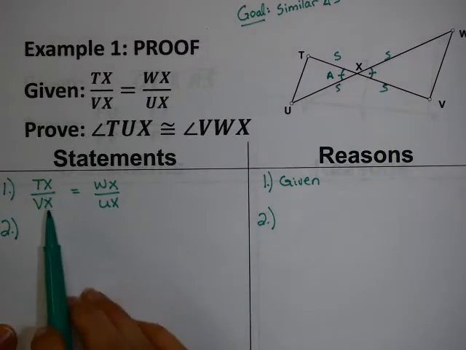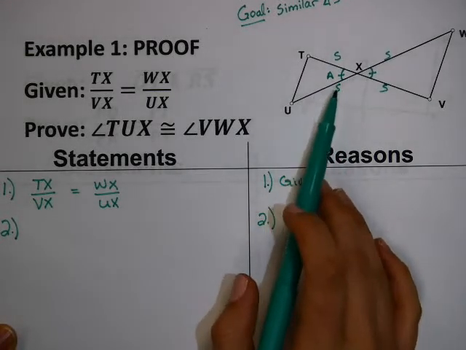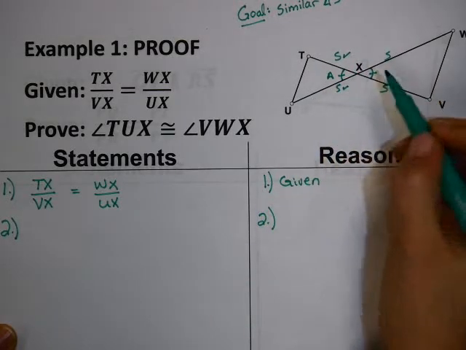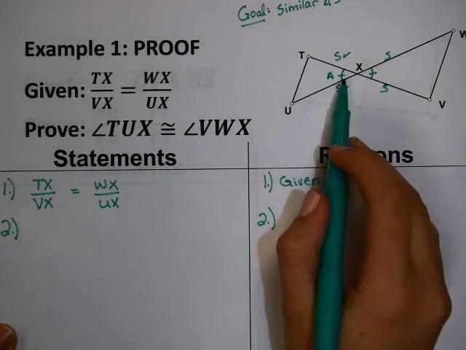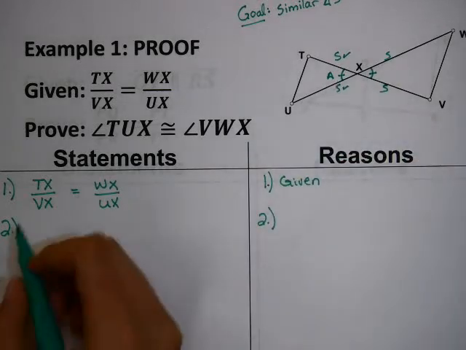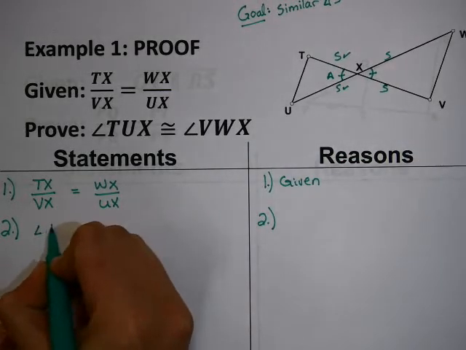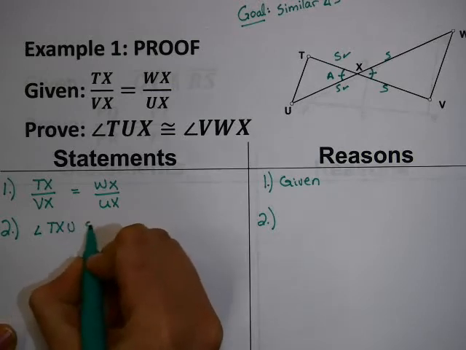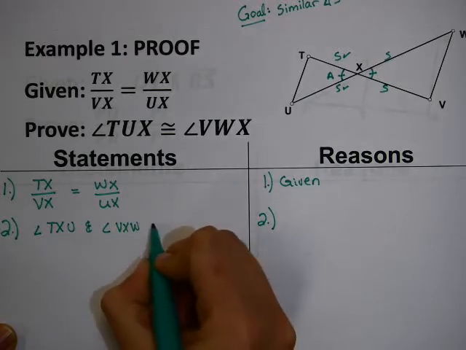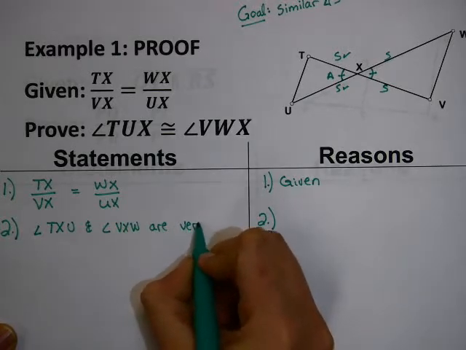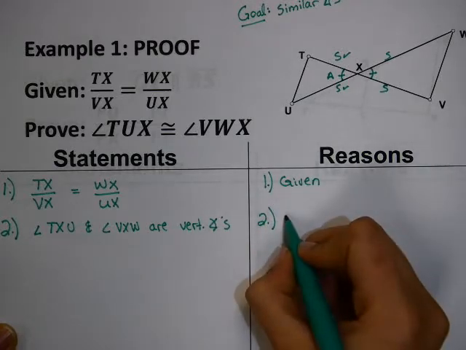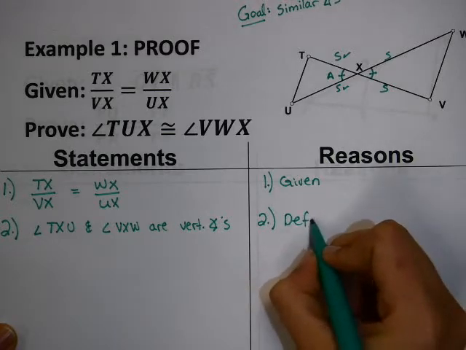We already have the two sides that are proportional. That's one requirement. The other requirement is to prove that the angles are congruent. So we do have to say they are vertical angles first. Angle TXU and angle VXW are vertical angles, and that's by the definition of vertical angles.